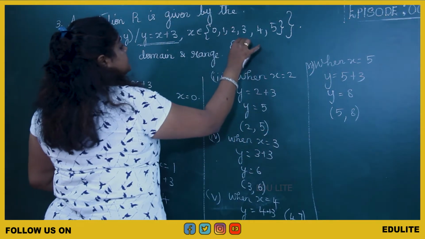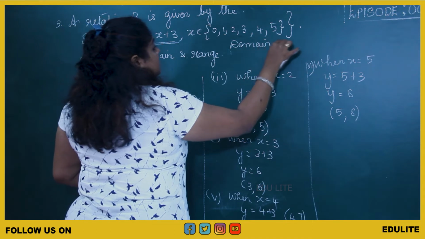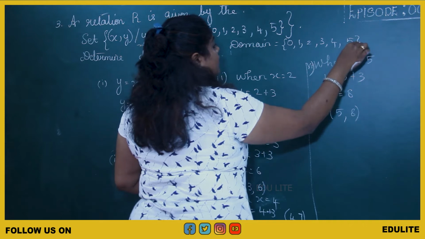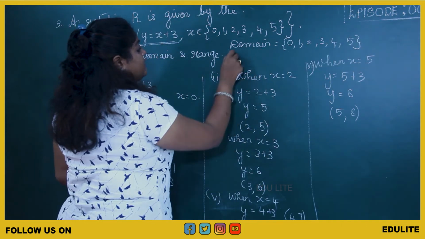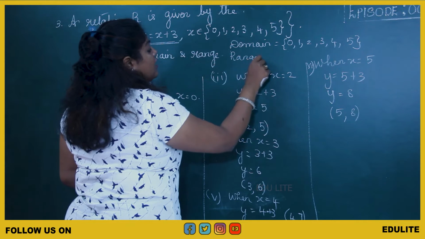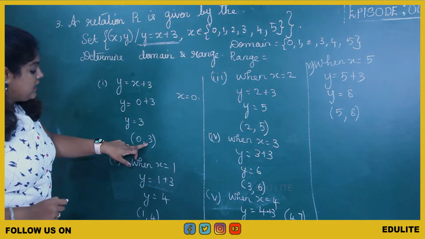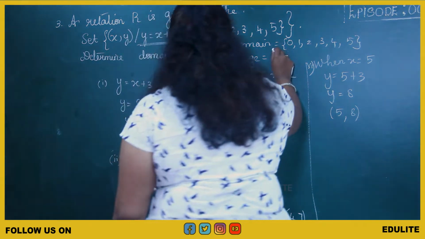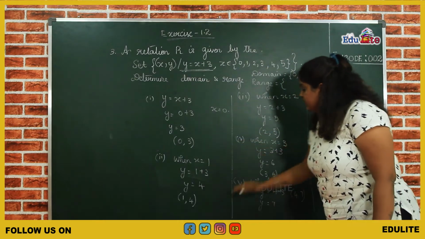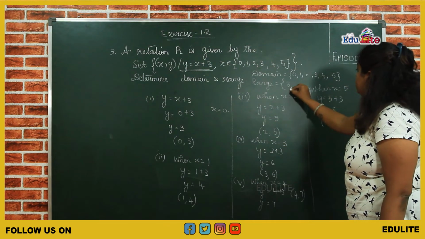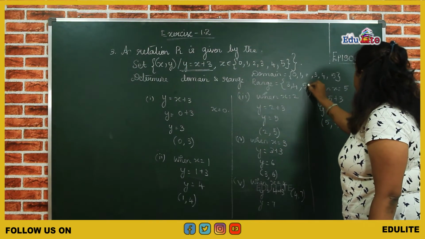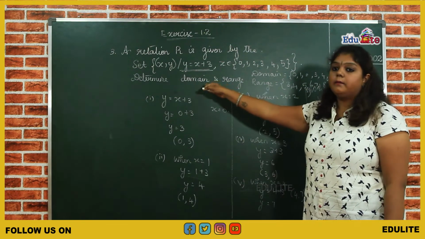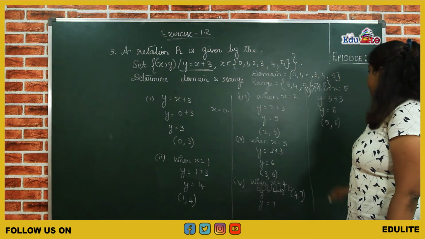Therefore, domain is nothing but 0, 1, 2, 3, 4, 5, which is already given. With these values, we found out the value of the range. What is the value of the range? 3, 4, 5, 6, 7, 8. All the second values in a set of ordered pairs. So we have found out domain and range for the given problem.